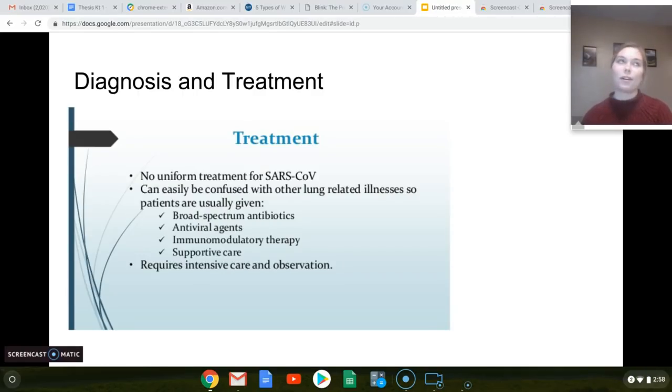Because no effective drugs specifically against SARS exist yet, SARS care usually consists largely of supportive care. And broad-spectrum antibiotics are used for this, antiviral agents, immunomodulatory therapy, that whole type of thing.